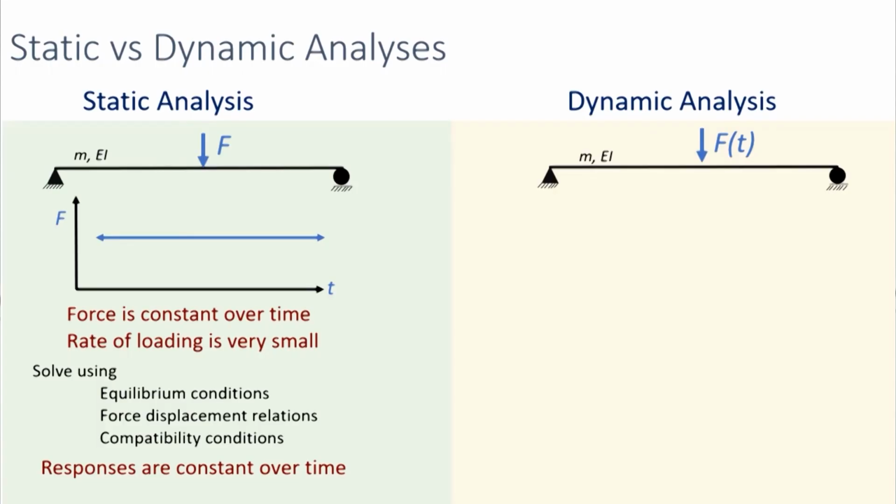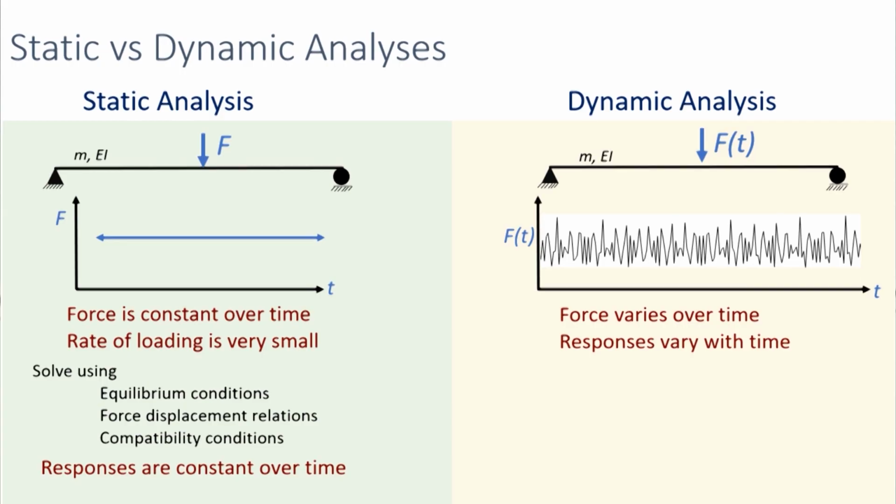Now let's see what happens in dynamic analysis. This is an example of a dynamic problem. The force varies with time. The function f is dependent on time. So this is an example of a time varying force. The value of force changes at each instant. So what will happen to the responses? When the force varies with time, the responses will also vary with time.